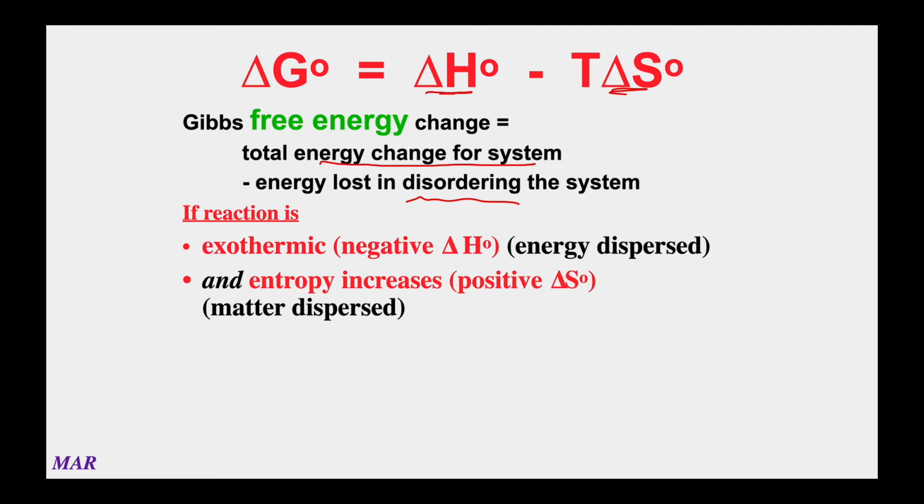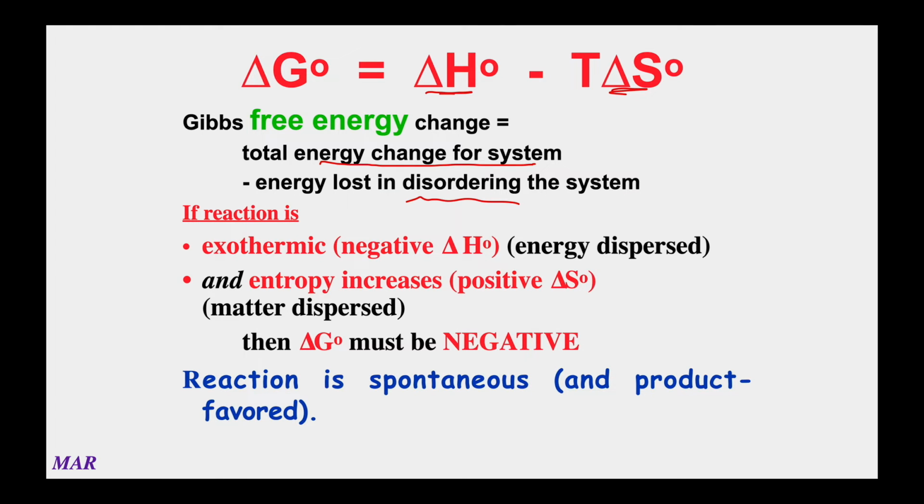If you have an exothermic reaction with a negative delta H, and you have an increase in the entropy, which is a positive delta S, look what happens. You have a negative delta H minus a positive T delta S. Delta H is negative, minus T delta S is negative. You're always going to have a negative delta G. So if you want a reaction to be spontaneous all the time and product favored, you want a negative delta G. And you will always get a negative delta G, a spontaneous reaction, if you have an exothermic reaction and an increase in the entropy, a negative delta H and a positive delta S. Those conditions will always be spontaneous, always product favored.